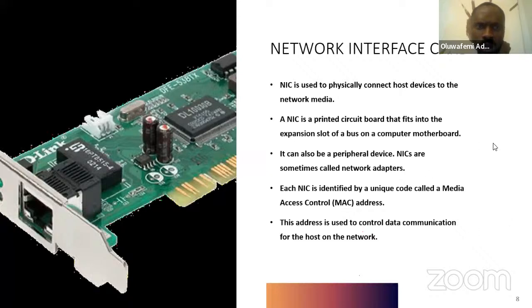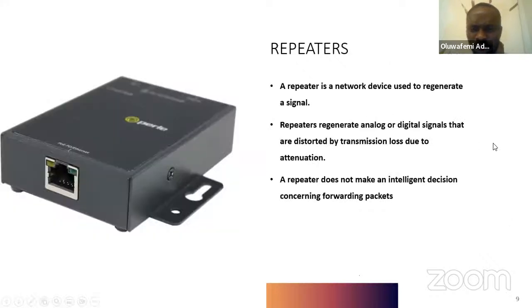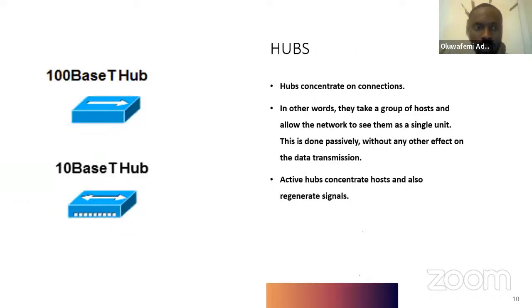So the next one is a repeater. You really don't need to worry much about a repeater. It's used to regenerate a signal, right? So basically, it just forwards packets. It's not very intelligent, right? So you can do a personal research on repeaters, but you really don't need to worry more about it.